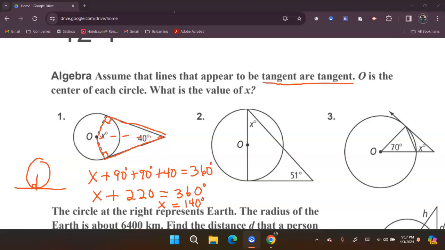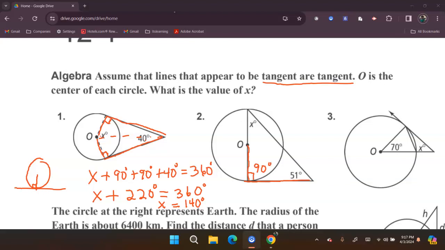So now what I'd like for you to do is try it on your own. Go ahead and try number 2. The information they gave us is that this line is tangent to the circle, and so the radius or the diameter will be perpendicular. So this is 90 degrees.